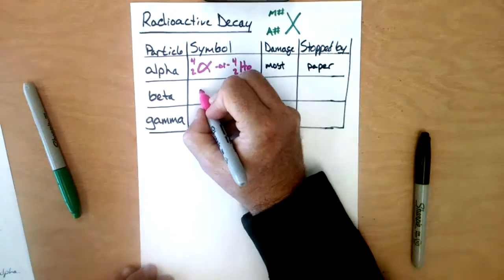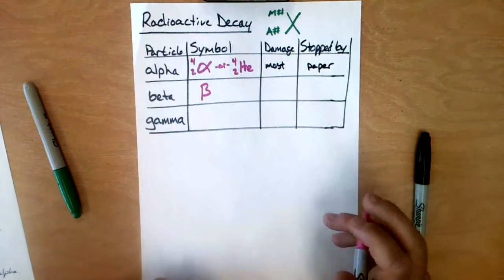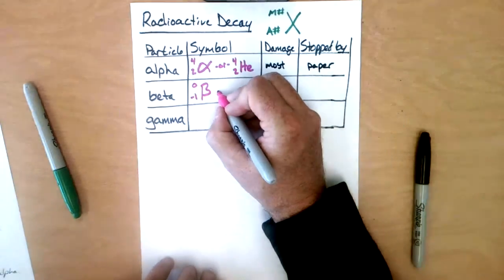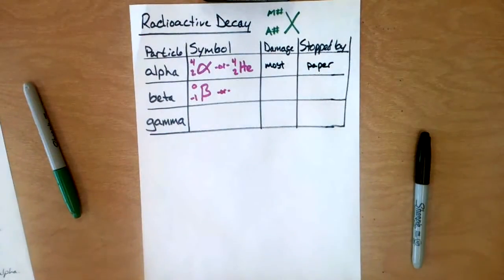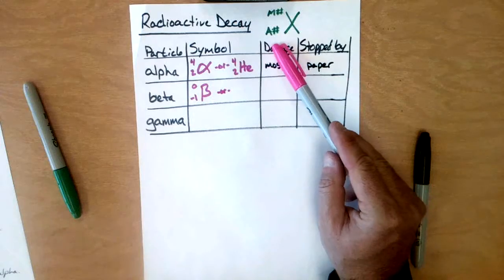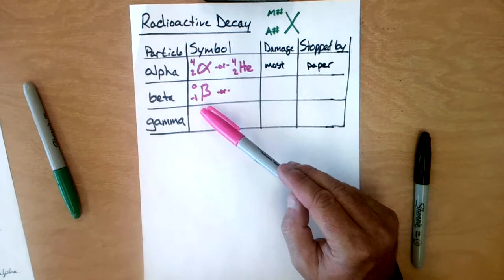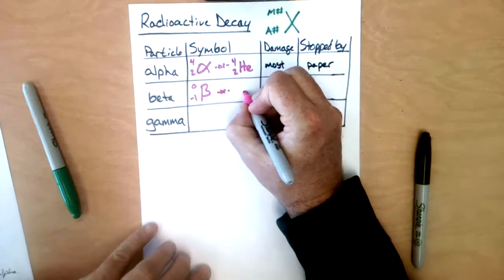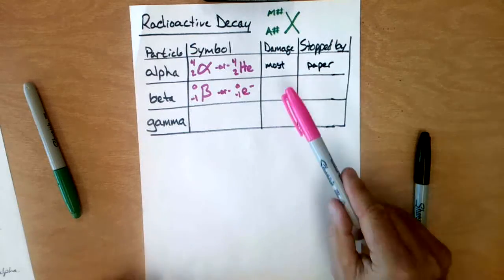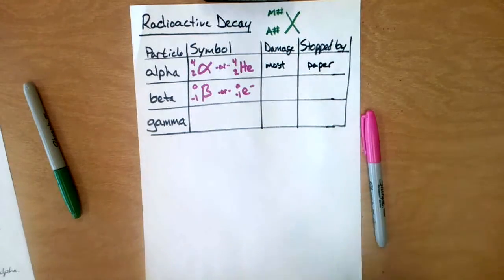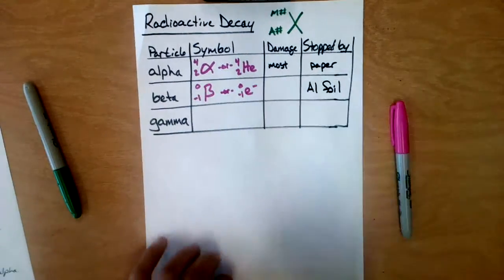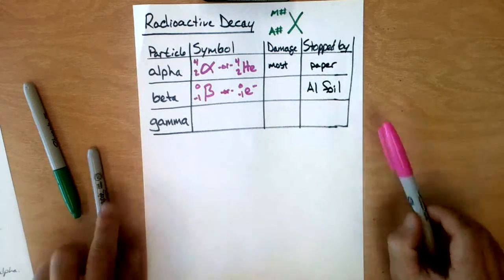The next particle is beta. Beta kind of looks like a B with the tail, and that is a 0, -1. Well, what is a 0, -1? This particle has no mass, and it's like the opposite of a proton, which has the positive atomic number. It's the opposite of a proton, which is an electron. An electron is also known as a 0, -1. It does a little less damage, but is a little tougher to stop. You need something like aluminum foil to stop a beta particle.